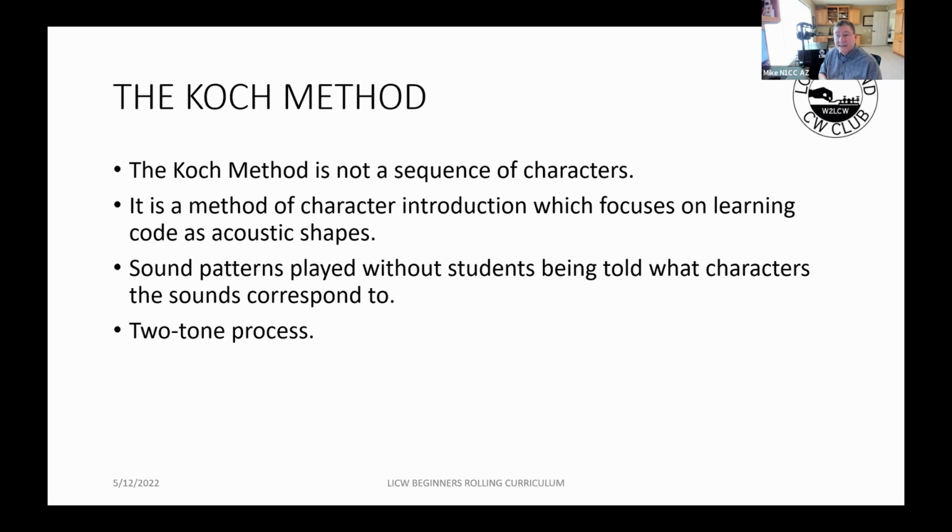The first being, he would play the sound without even telling the students what character that sound was associated with. And he would ask his students to place a dot on a piece of paper every time they heard the sound. So didadit, dot, didadit, dot. And only after that relationship was very firmly established would Koch let the students know what character that sound was associated with. So didadit, R, didadit, R. And from then on, students would verbalize and write down the letter R.